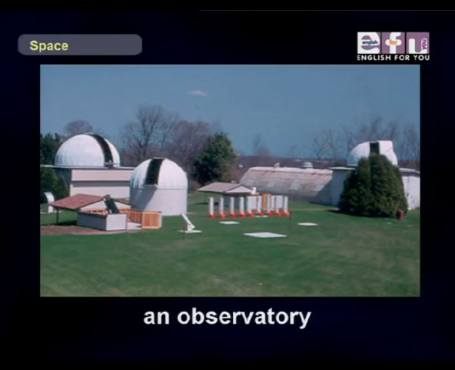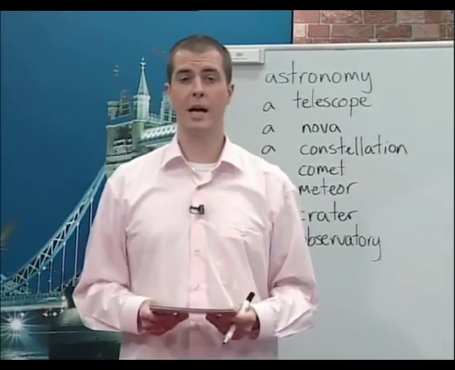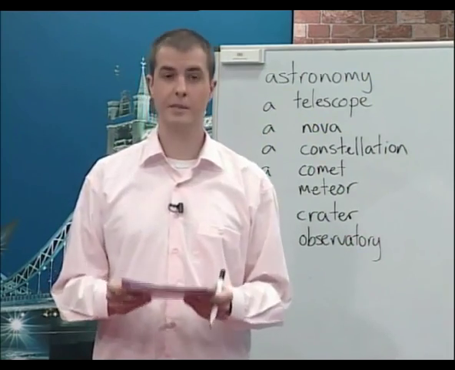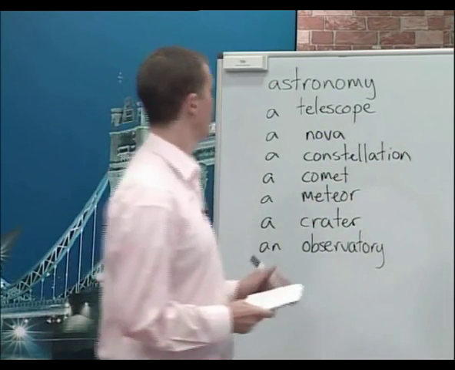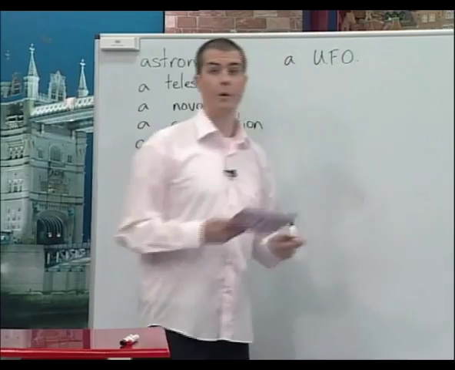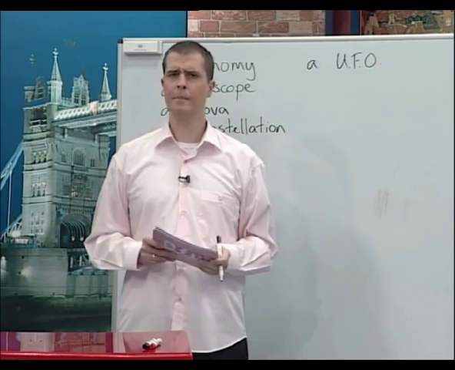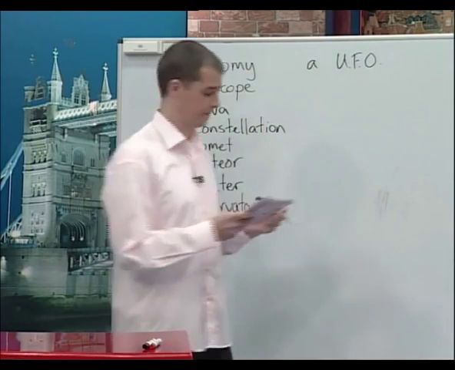An observatory. An observatory is a special building from which scientists can look at the stars and the moon and the planets. There is a big telescope inside. Okay, over here, a UFO. A UFO is a strange object in the sky. Sometimes people think it's another spaceship from another planet.